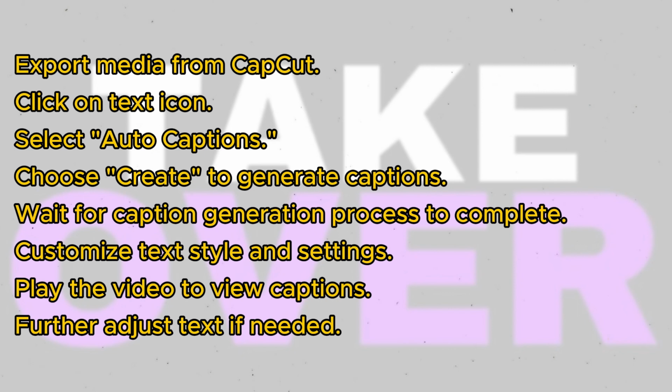Once your media is exported, click on the text icon within the Capcut interface. Select the Auto Captions option. Choose the Create option to generate automatic captions. Wait for a few seconds or minutes for the caption generation process to complete.